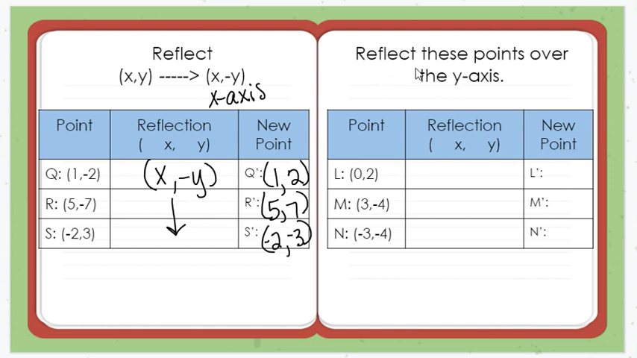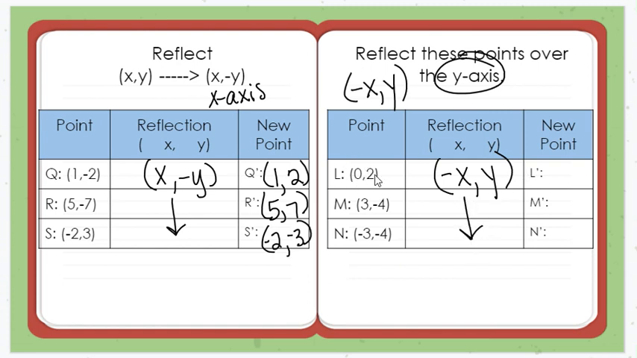All right, and number 12. Reflect over the y-axis. So what was our y-axis rule? Our y-axis rule is x becomes its opposite and the y values stay the same. So that's what we're using here. Opposite x, same y.